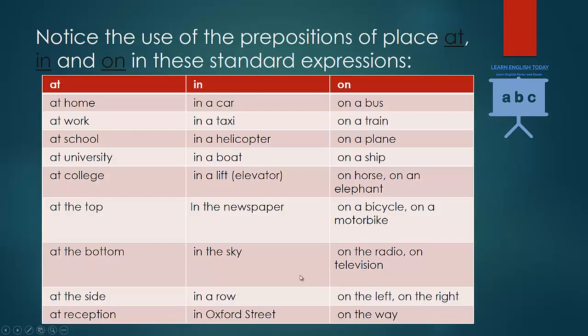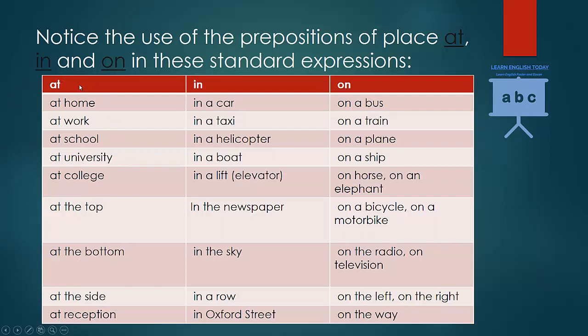And notice that at, in, and on are used in some standard expressions, the same as we said about time; they have some standard expressions. Look at, for example, we say at home, at work, at school, at university, at college, at the top, at the bottom, at the side, and at reception. So there are some special expressions that we can use with at.